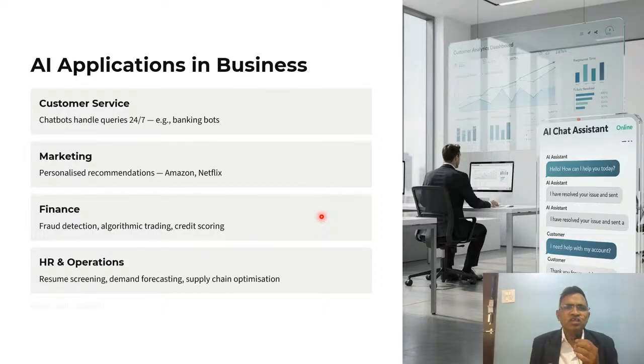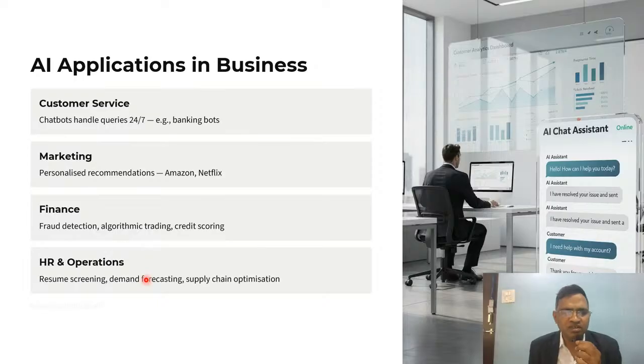Okay, what are the applications? See, at the end of the day we are managers. Why do we use it? Customer service chatbots, so instead of us typing, the computer types, like in banking. Then marketing, so it gives recommendations, like on Amazon. Finance: artificial intelligence detects frauds, and there is algorithmic trading too. Everybody uses it, like Zerodha and others. It also makes credit scores in finance.